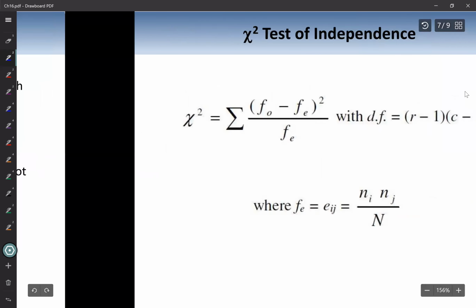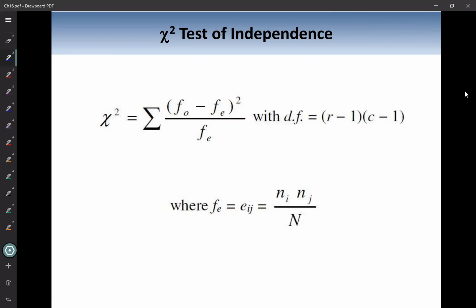The formula is similar to our chi-square goodness of fit test. The test statistic is the sum of the observed frequencies, subtract the expected frequencies, what you would expect to see, all squared, divided by the expected frequencies. So the observed counts, subtract the expected counts, divided by the expected counts. Don't forget to square the numerator, and add those all up. The degrees of freedom is R, the number of rows, subtract 1, multiply by C, the number of columns, subtract 1.